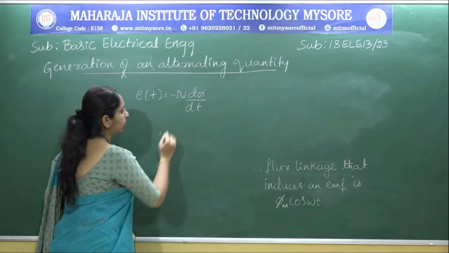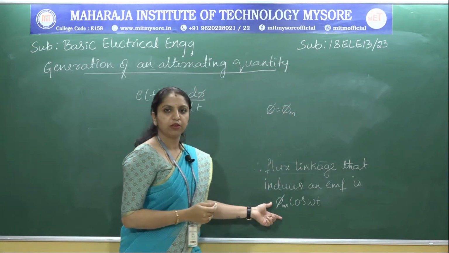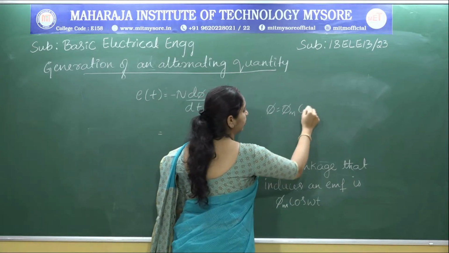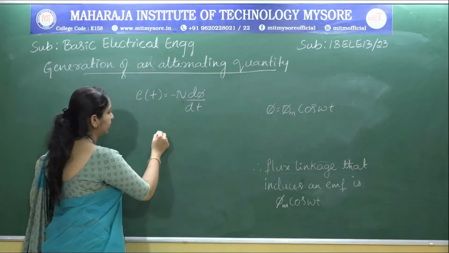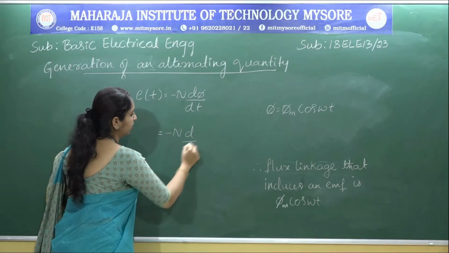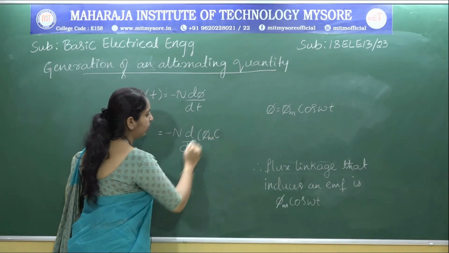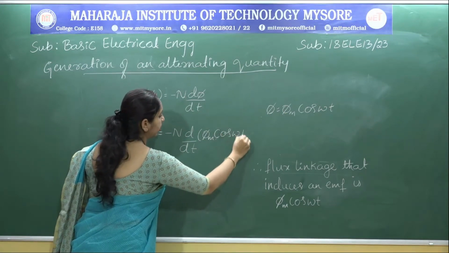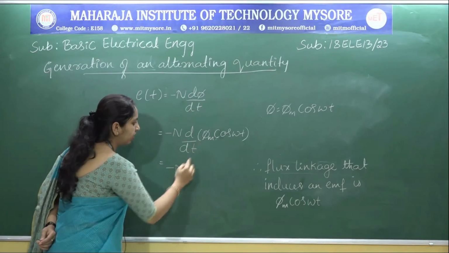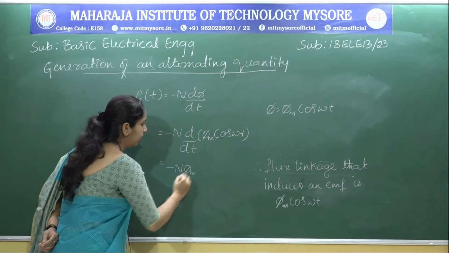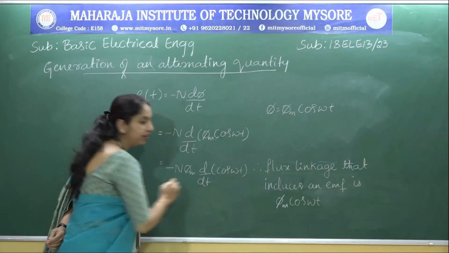Now we are going to substitute, because we have phi m cos omega t as phi, so phi is equal to phi m cos omega t. We substitute this in Faraday's law equation, minus n into d phi by dt, so we need to differentiate the term phi m cos omega t with respect to time. In the next step we have minus n, and of course phi m is constant, so you can take it out, and we are differentiating cos omega t with respect to t.